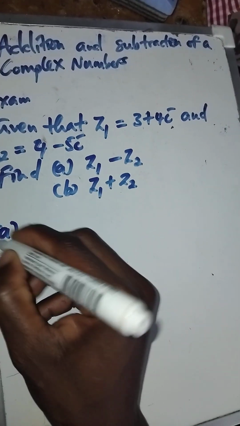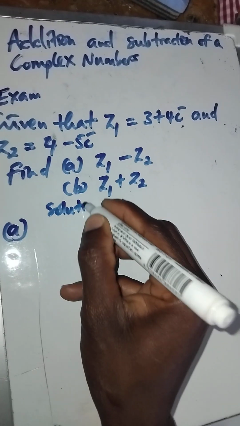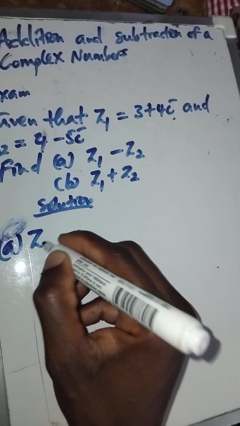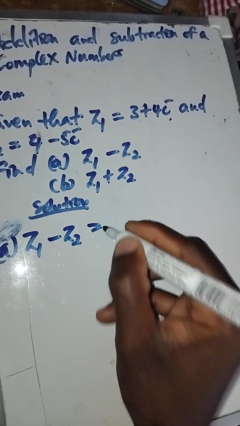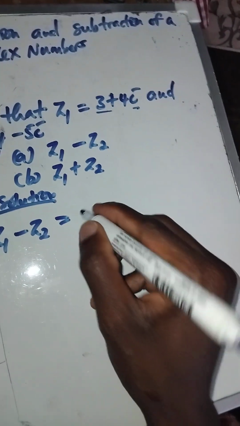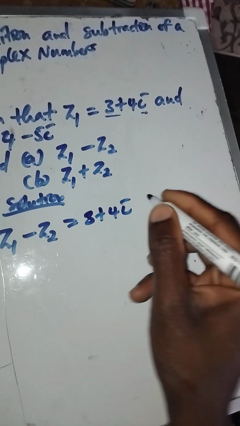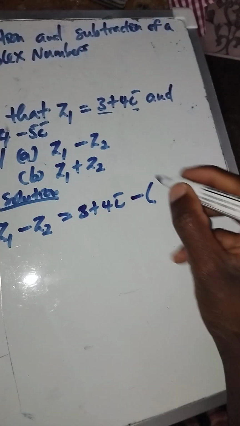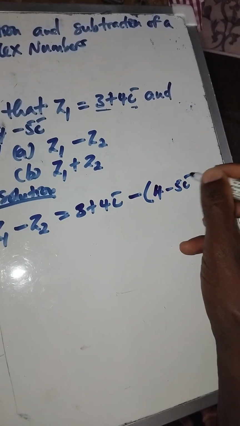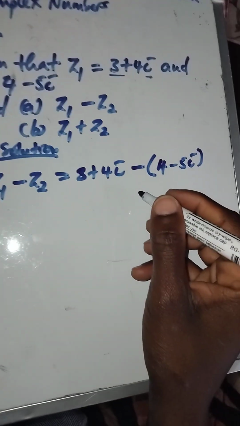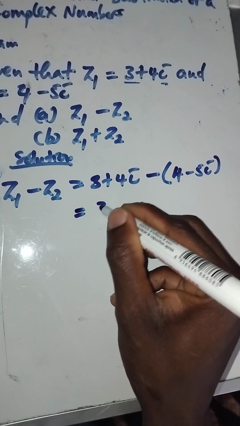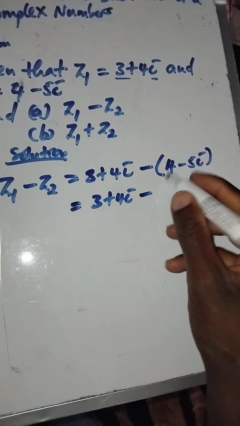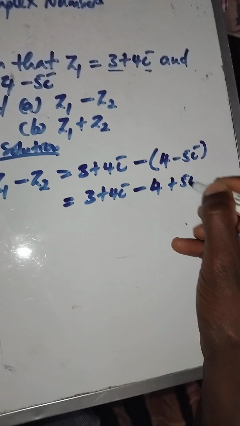So now the solution. Part A, z1 minus z2. So z1 is 3 plus 4i, then minus open bracket z2, which is 4 minus 5i. Now we are going to remove brackets, so minus 4 plus 5i.